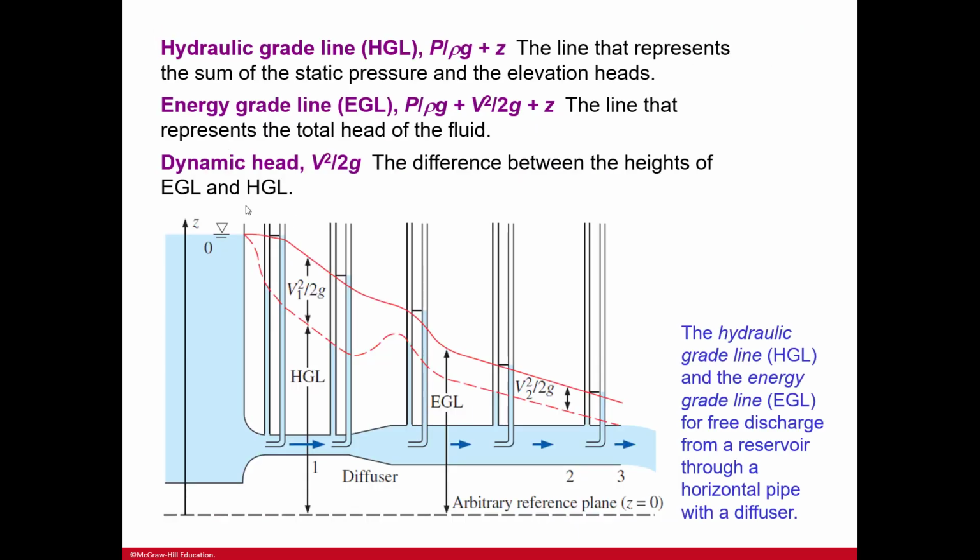So here, to just map out the HGL, this is the dotted line. And then the EGL is the solid line, and the difference between those two is the dynamic head.